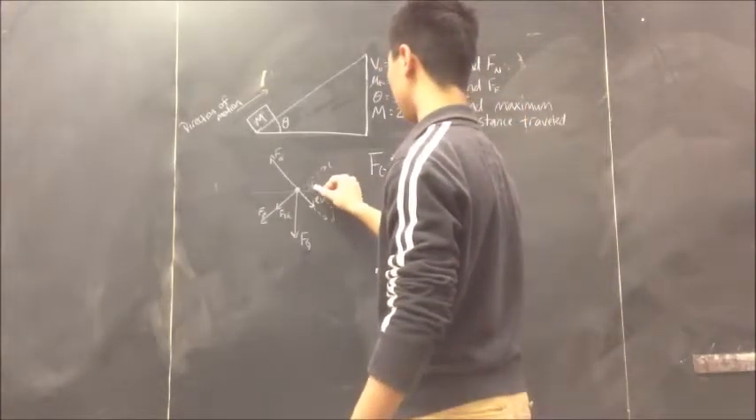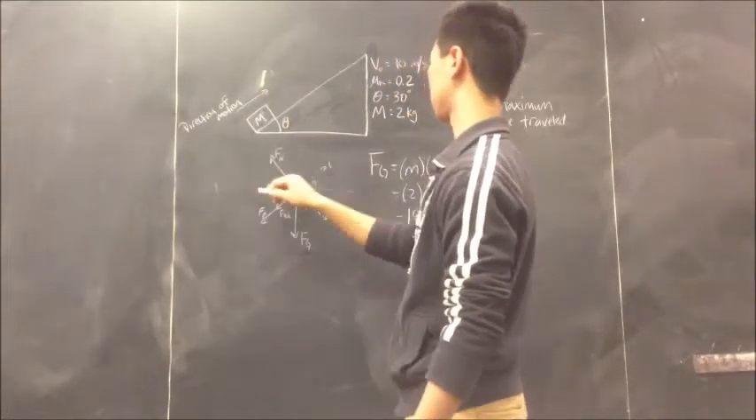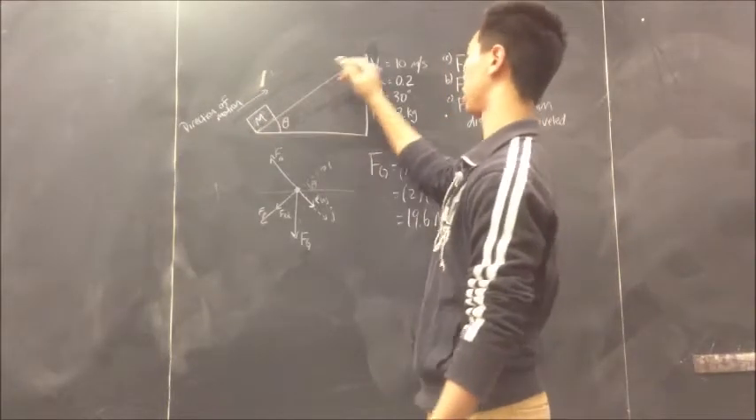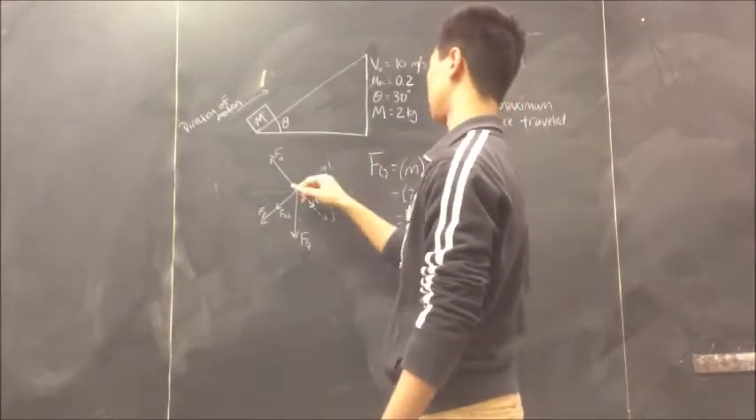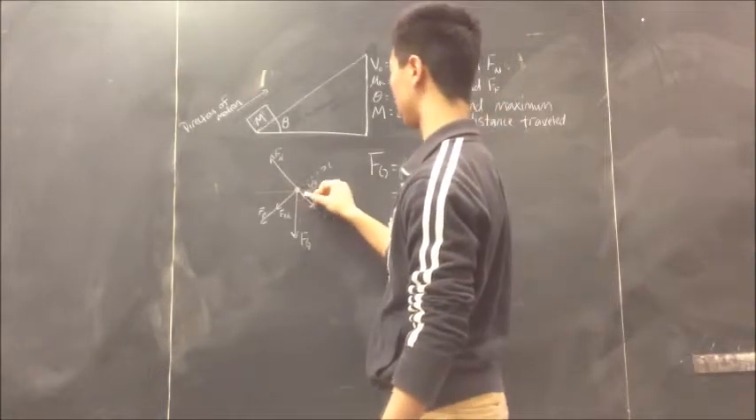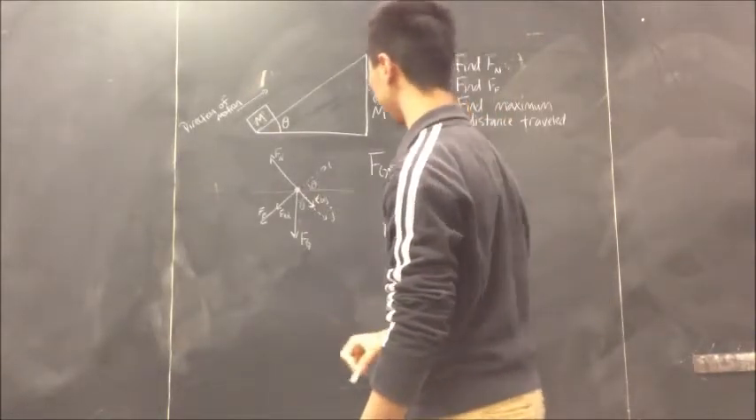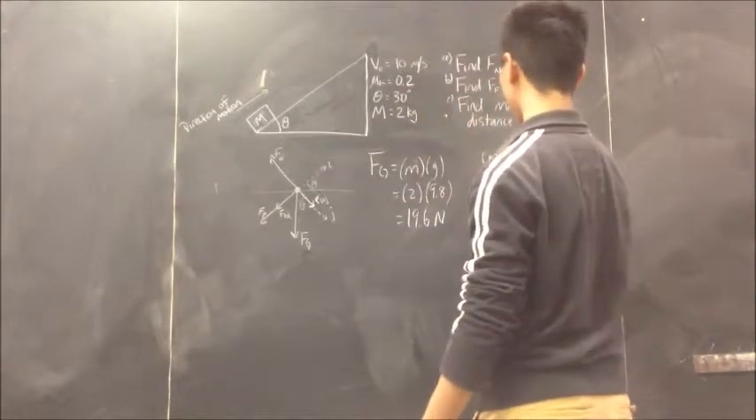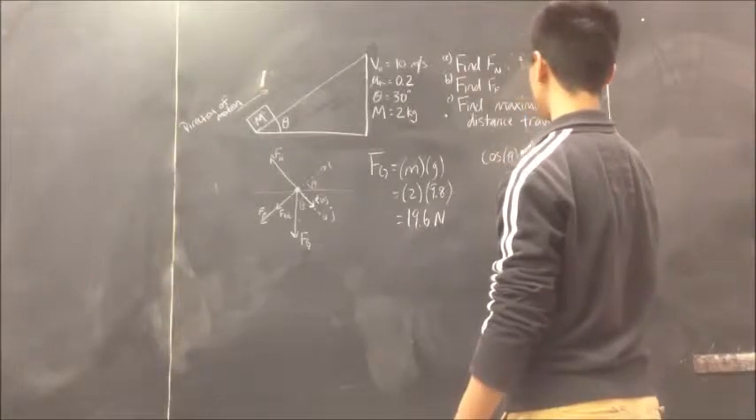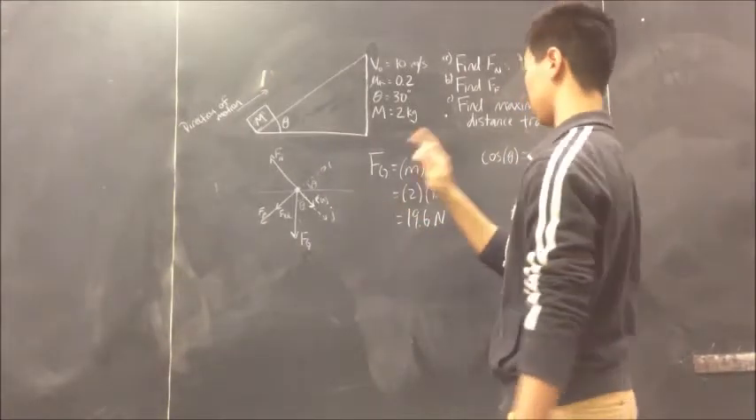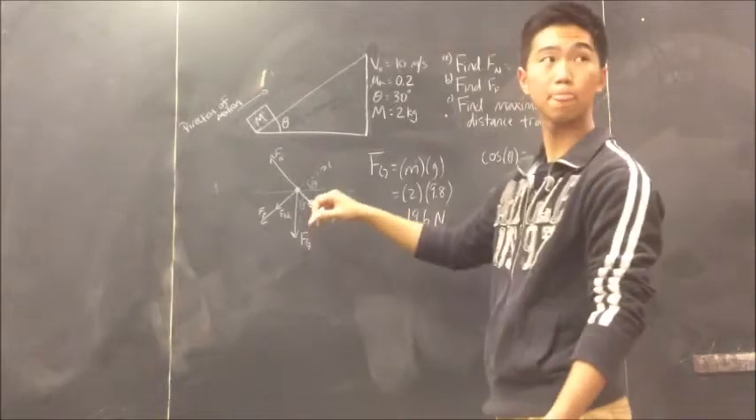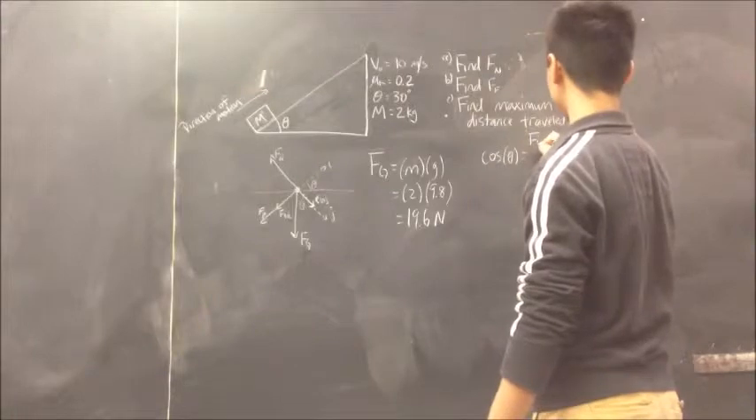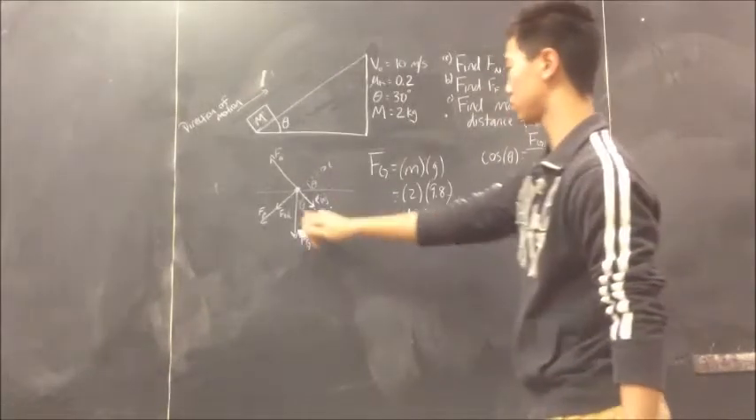We know this angle right here is going to be theta, because the I direction, the I-axis, corresponds to the inclined plane. So these thetas will be the same. And if you just do some simple geometry, you know that this angle right here will also be theta. And the way we find FGJ, you just use some trigonometry. So we know cosine of theta is equal to adjacent over hypotenuse. The adjacent side here is FGJ, and the hypotenuse is FG.